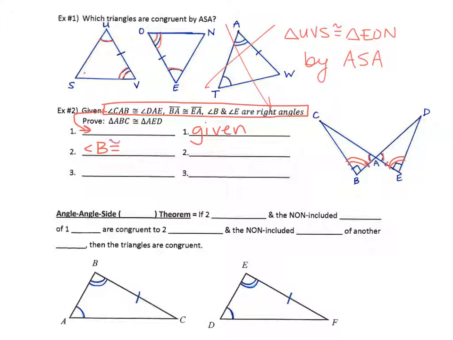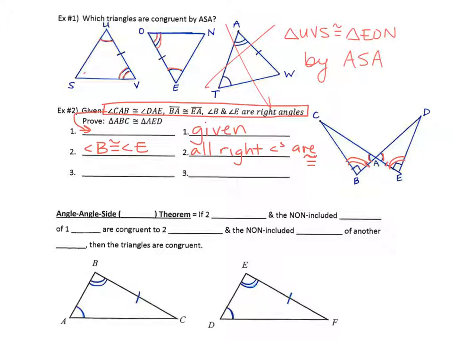Angle B is congruent to angle E. But why do we know that? They're right angles, right? And we know that all right angles are congruent. That was a theorem we did last chapter. It just said all right angles are congruent. Do you remember that? That's all you have to say. We know that all right angles are congruent. Okay?